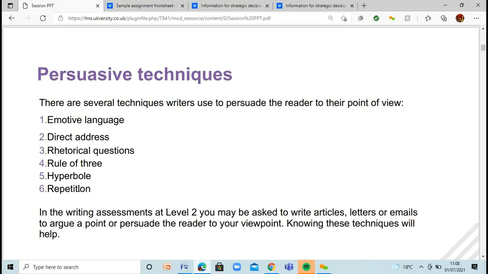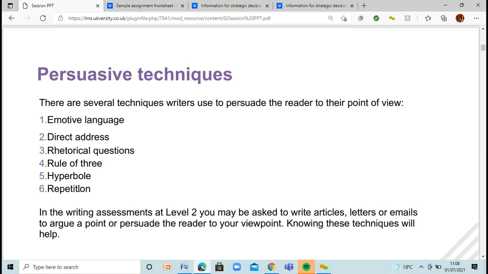So persuasive techniques. There's quite a lot of persuasive techniques and we've just gone over most of them now. There's emotive language, direct address, emotive language when they're trying to make you feel something, direct address when they're saying you, or welcome, here, I, me, when they're actually addressing you. Rhetorical questions where they ask a question that they don't want an answer to. Hyperbole, we just talked about, and repetition where you might say a particular word over and over again.